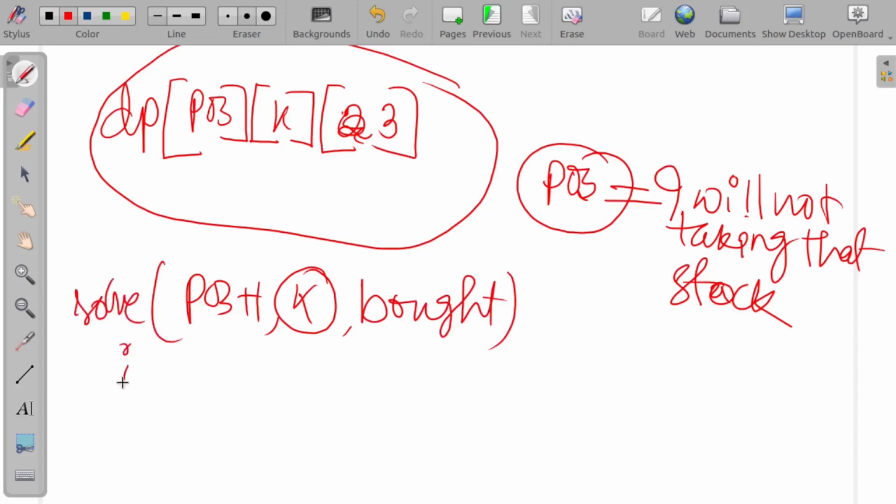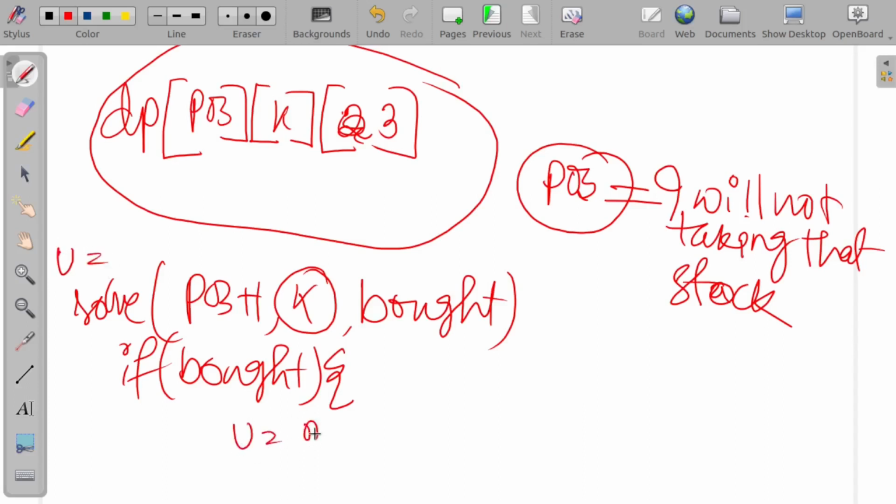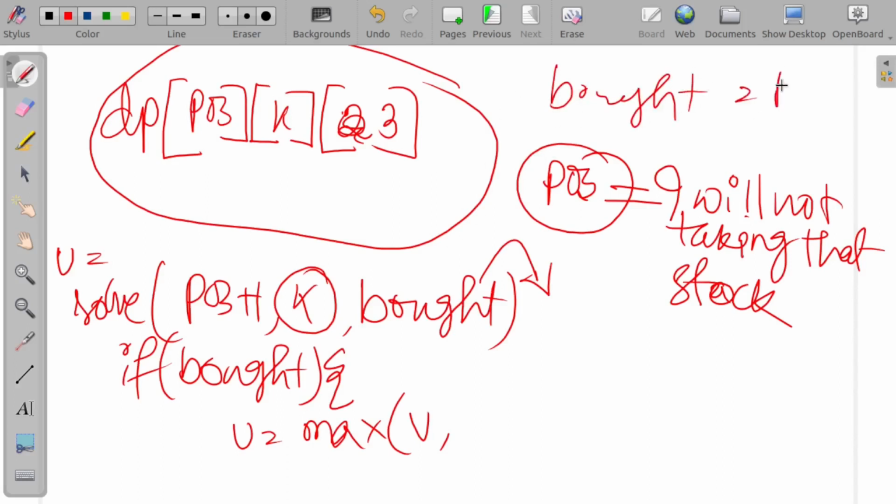But first we have to check: if I bought, that means we have to sell. If I take that as a parameter, b, then b will be the max of not picking up, meaning I am not taking any transaction. Suppose bought is true. It means that I have already bought the stock.